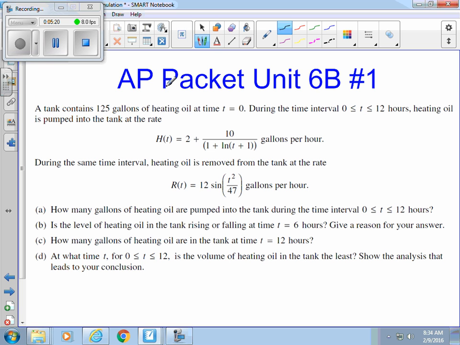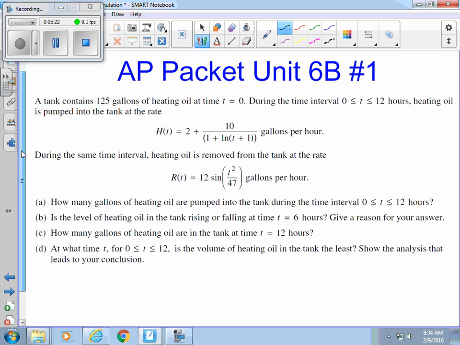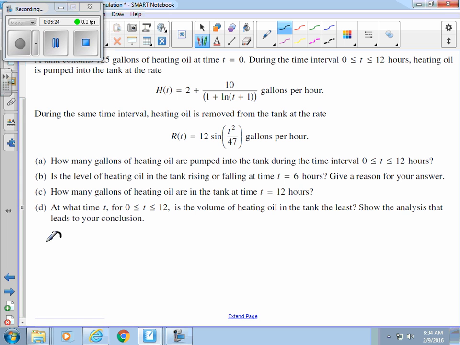Okay, part A. How many gallons of heating oil are pumped into the tank during 0 to 12? Do I need both of these functions for into the tank? No. I just need the top one, because this is the one that's being pumped into the tank. So how many gallons are pumped into the tank during the interval 0 to 12? How do I do that?